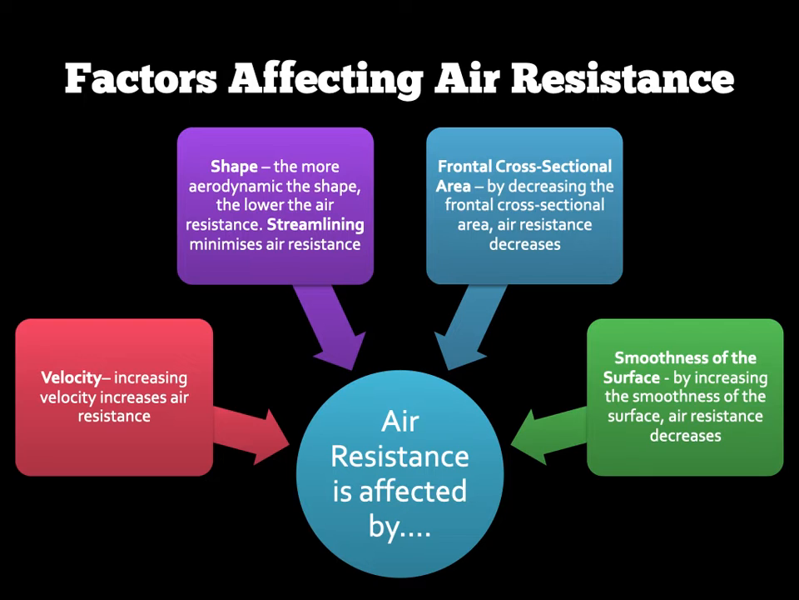So if you think about a sprinter, a 100 metre sprinter, their ideal aim is to go as fast as they can. They're always going to encounter the factor of velocity in terms of air resistance. In the purple box it says shape. This is the second factor that affects air resistance.